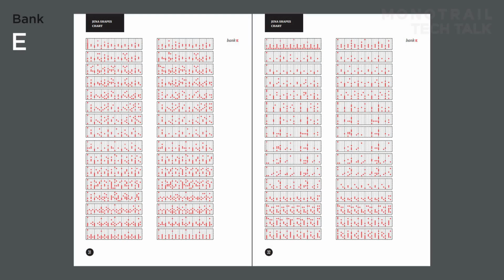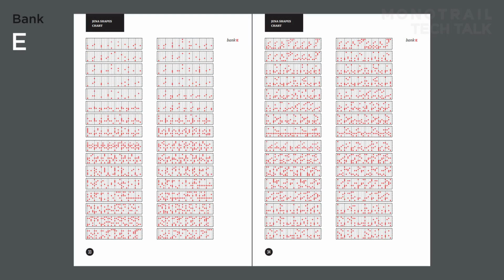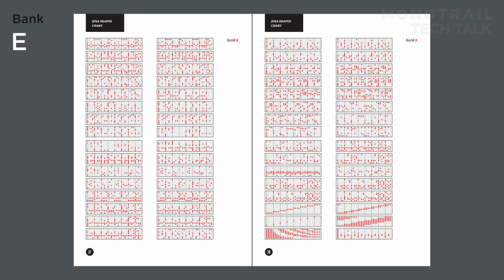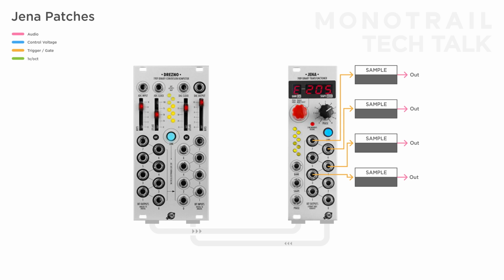Jena is also a massive source of patterns. Bank E is especially designed for pattern generation. You can find all variations in the online manual chart. In the next patch, 4 percussive elements are connected to bit outputs. Jena is used in synchronous mode and a steady clock is sent to the analog to digital input of Drezno to set the frequency. Now, each of the 256 variations equals a unique pattern.